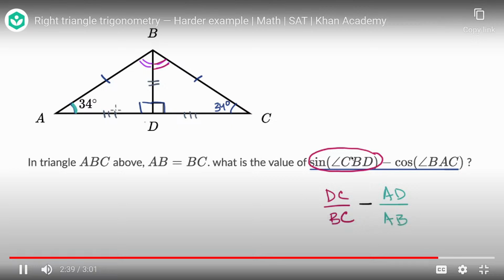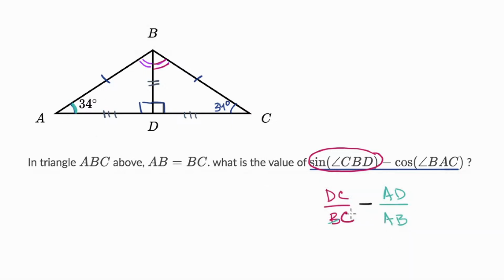Well, we know a few things already. We know that AB is equal to BC, so we could rewrite this as AB. We also know that AD is equal to DC, so we could write this as AD. Now this is starting to become quite clear. This is AD over AB minus AD over AB, which is going to be equal to 0. And we're done.